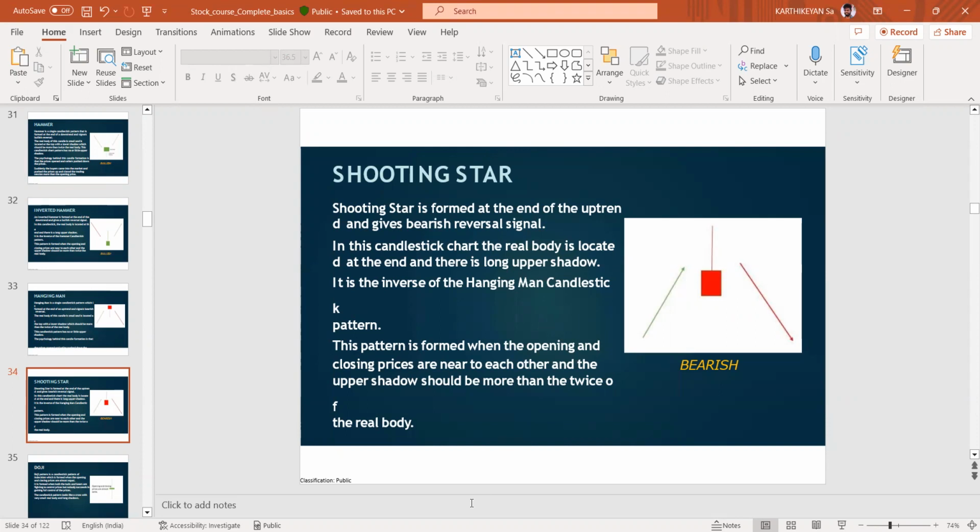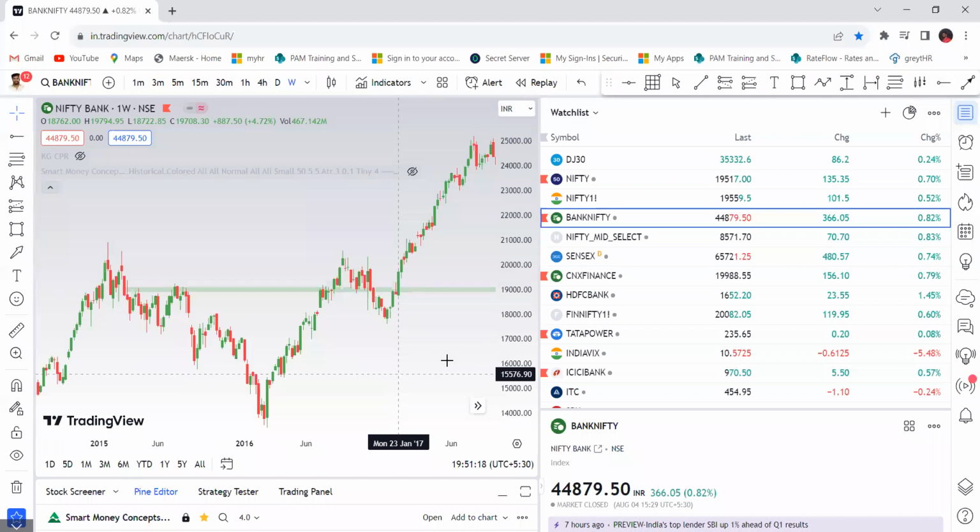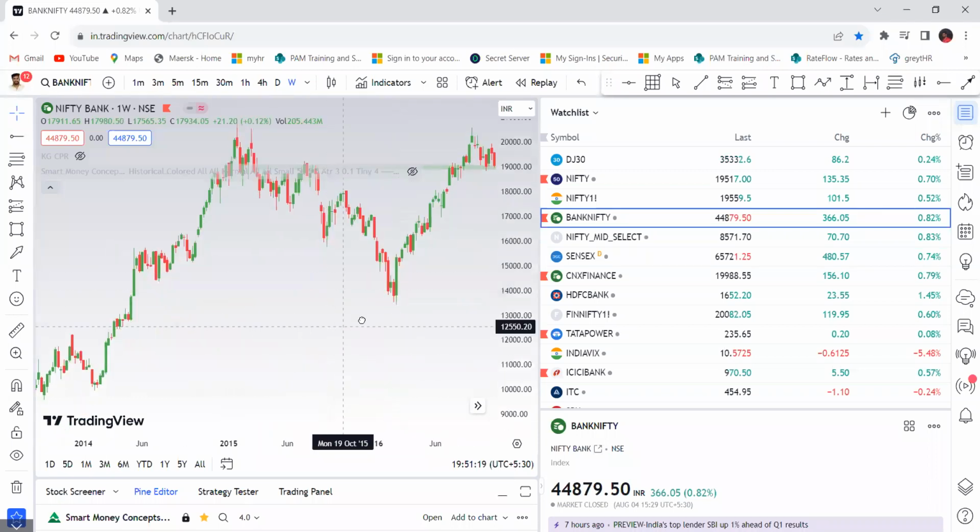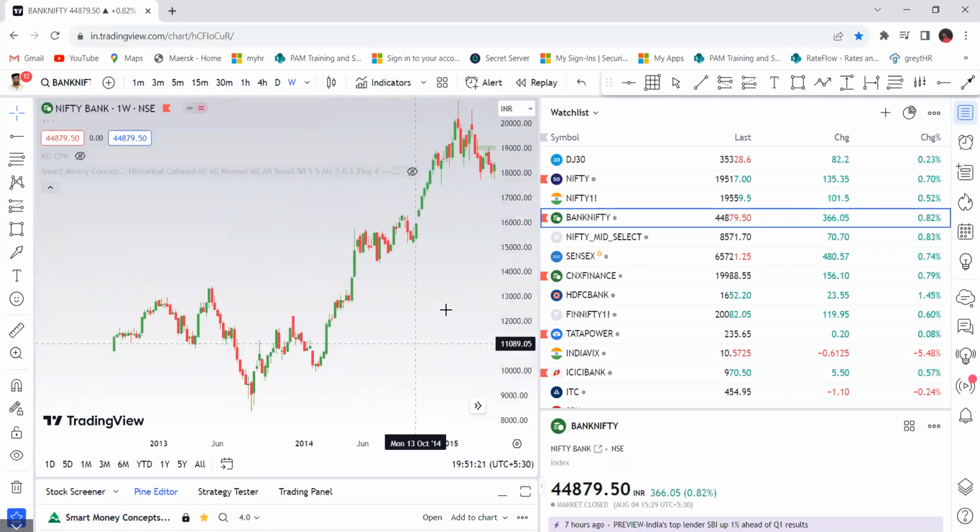So what does it mean? The price is going in an uptrend and it finds a resistance and sellers are pushing the price. So basically a green candle is formed, then the price drops drastically and it forms a red candle. So let's see in the chart whether we can identify the shooting star. This candlestick pattern is quite significant, and you can find it many times at the resistance.